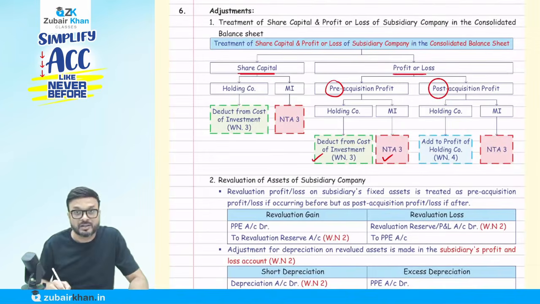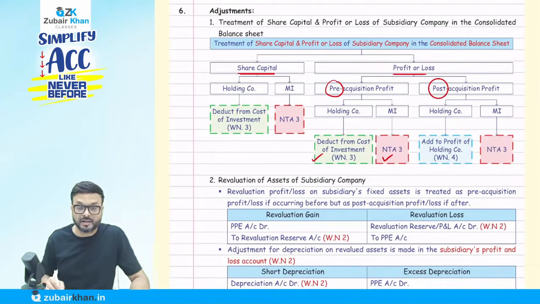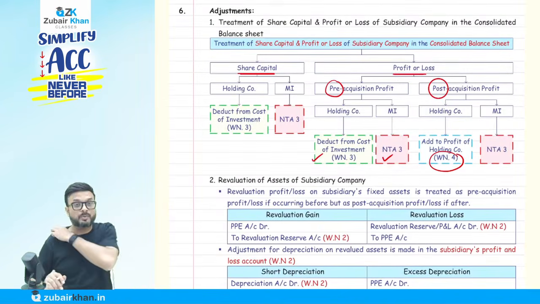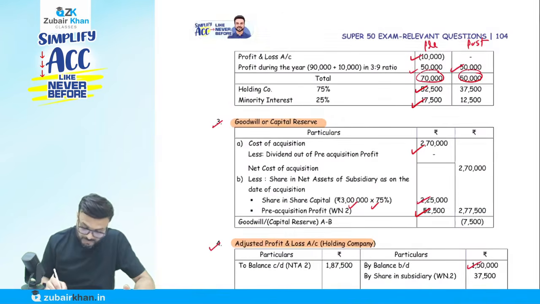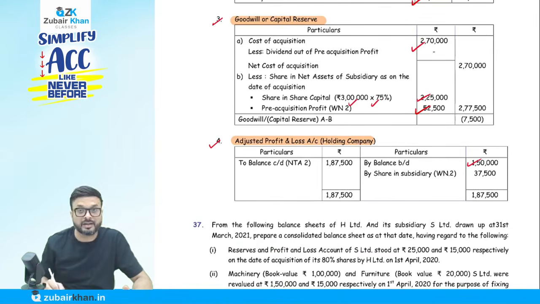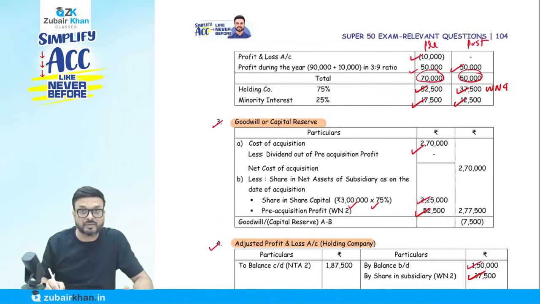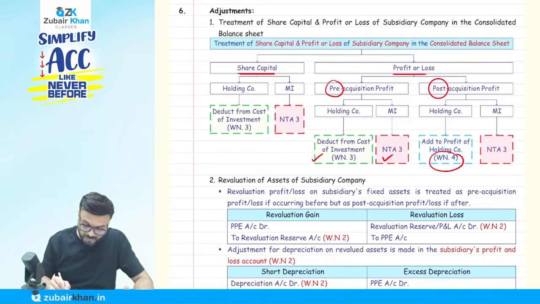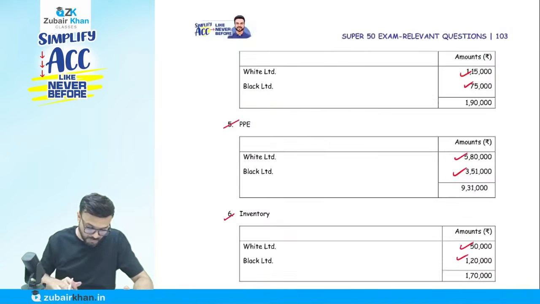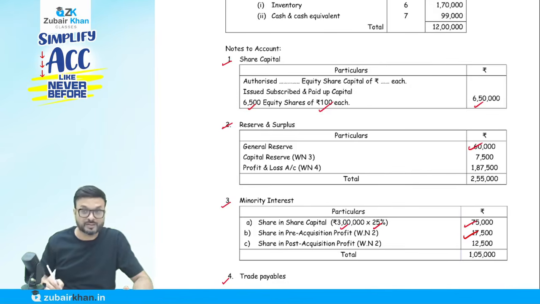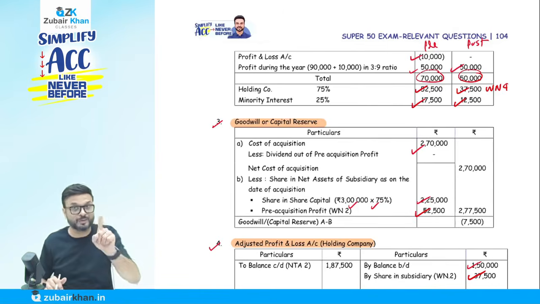Now post acquisition. What about the holding company's share? Write it down in working note 4. This we add to the profit of the holding company. The post acquisition profit is 37,500, so we write it in working note 4 and credit it. An increase in profit should be credited; a decrease in profit is debited. Then the 12,500 post acquisition profit of the minority we write in working note 3. So I go to working note 3 and write 12,500. How easy it is! If you follow these steps, it is very easy.